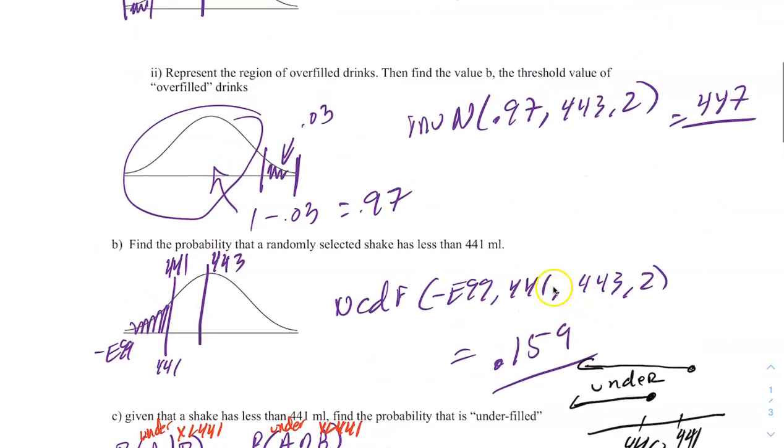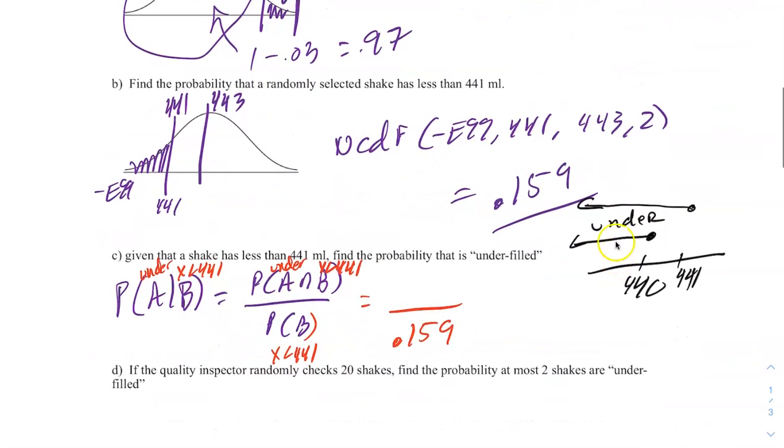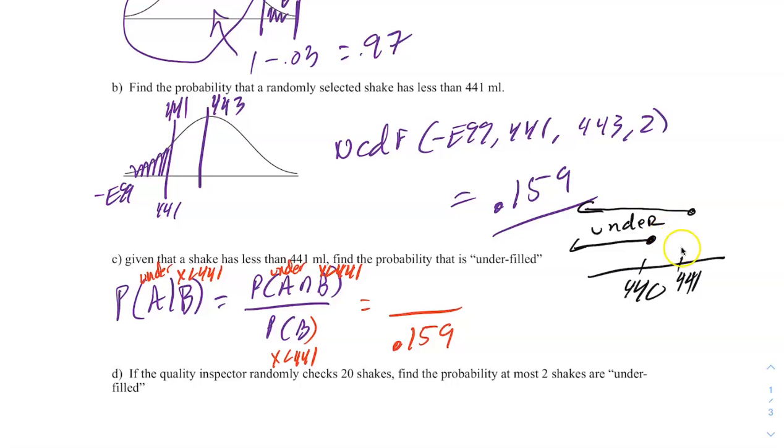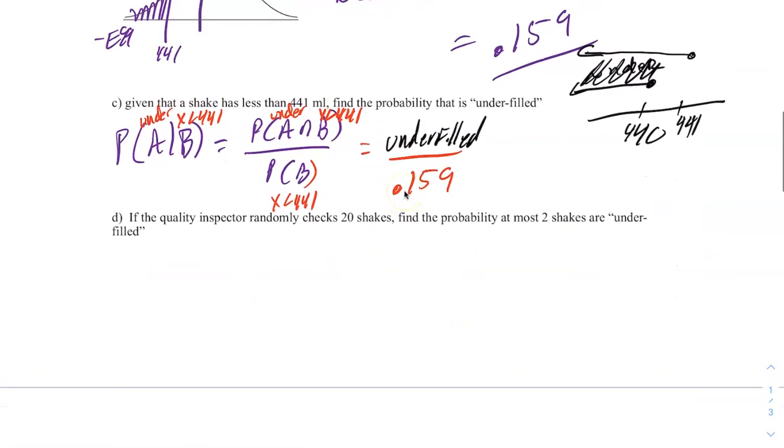So again, underfilled is a little tough because you have to think, what's underfilled? Underfilled is the bottom 5%. But what's the number? Well, the number is 440. We figured that one out, and then literally less than 441 is this. So what's the overlap? The overlap of less than 441 and underfilled is underfilled. So what's the probability of underfilled? It's a little tricky. You're like, wait, I got this as the answer. They actually told you the probability of underfilled. It was only 5%. That's tricky because you don't think about it. They actually gave the percentage.